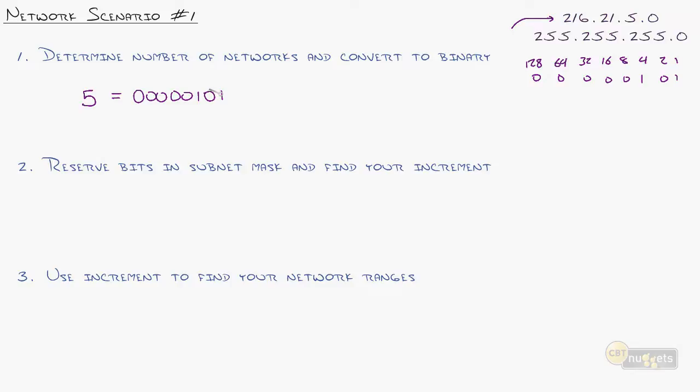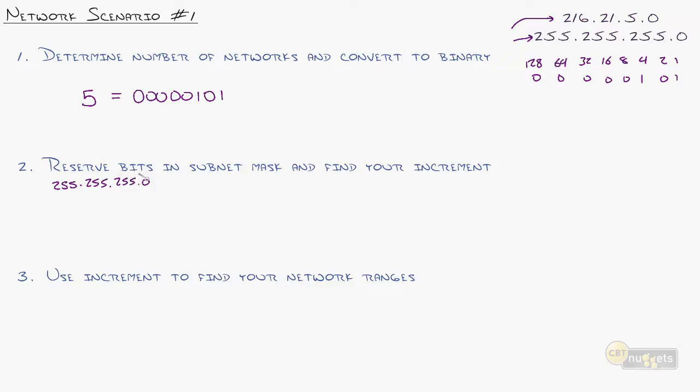So, second step, reserve bits in the subnet mask and find your increment. Well, what does that mean? Well, the way that we do this is to take that subnet mask and look at it the way our network devices look at it, in binary. Now you're going to want to shortcut this at the beginning. Don't do it at the beginning. I'll show you some shortcuts later. But while you're first starting in this, you want to write that subnet mask in all binary. It's not as hard as it sounds, right?